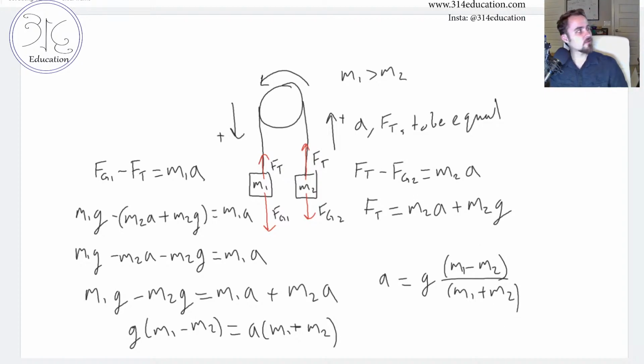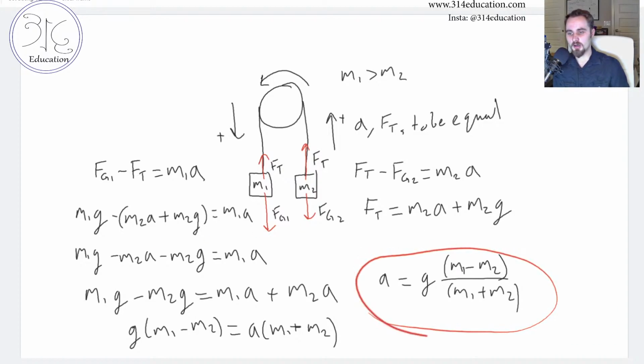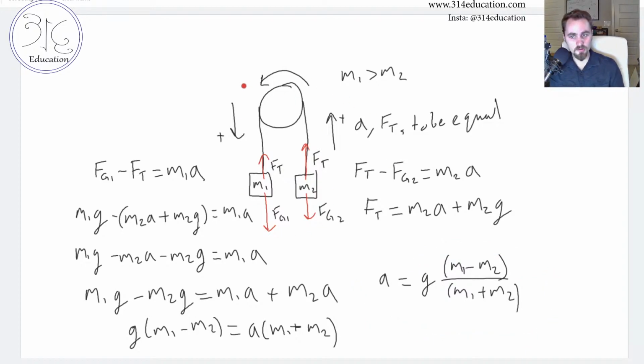So this, by the way, you might recognize is the Atwood equation. And so this is going to be for a pulley system or an Atwood machine of this type of quantity. It will always look something like this.